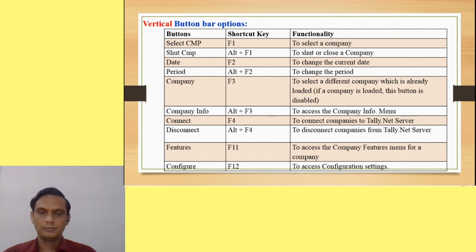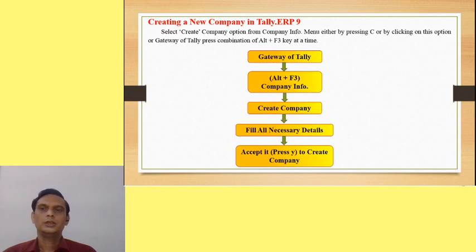Feature, to access the company feature menu. The shortcut key is F11, and Configure, F12, to access the configuration settings. We will discuss the feature and configuration later. So these are the components of the Tally ERP9 screen.